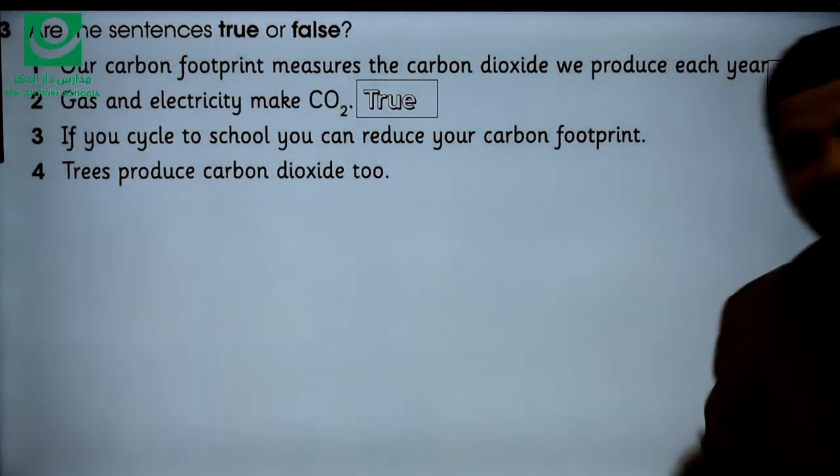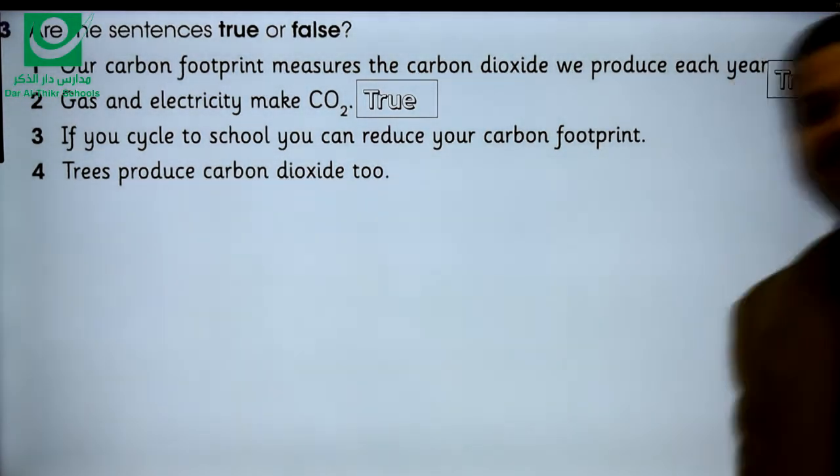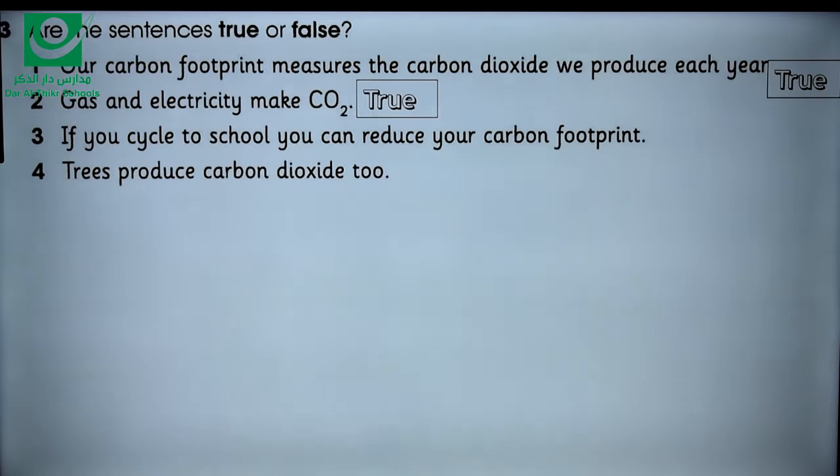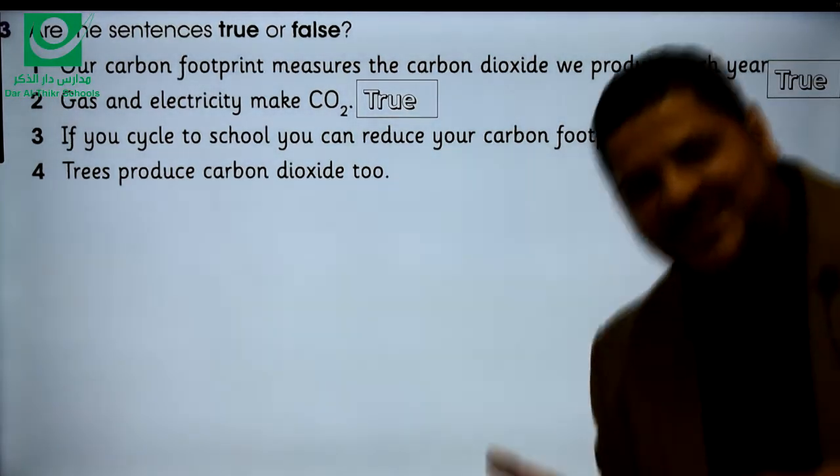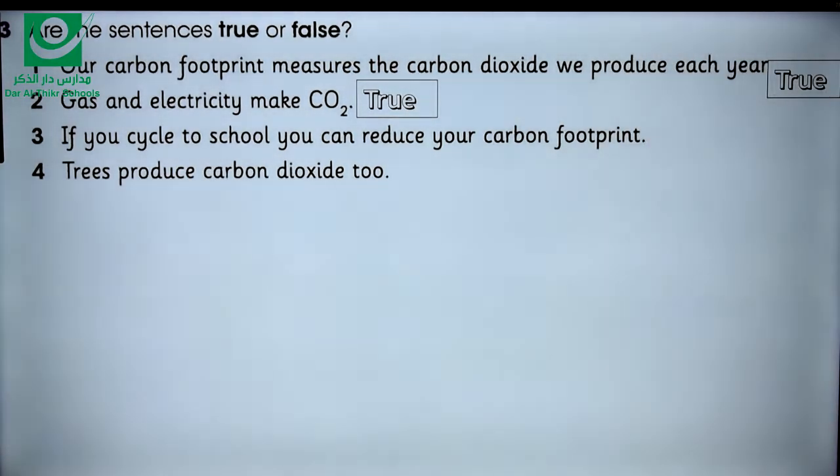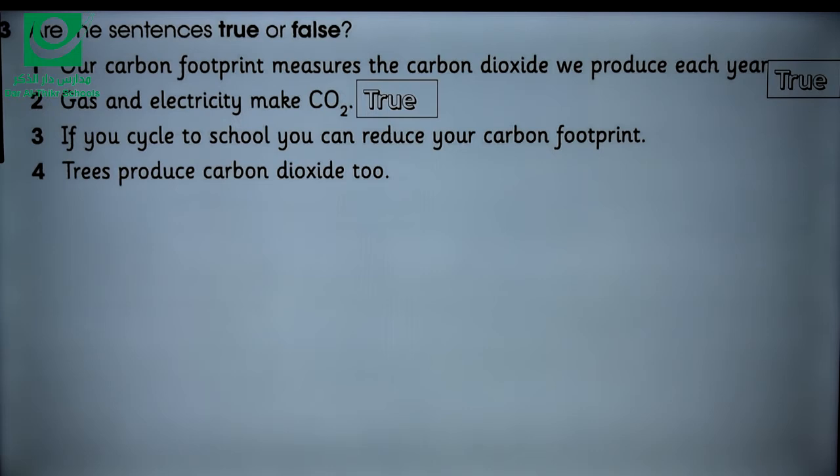What does it mean, reduce? Reduce, okay? So this means reduce. And what is the opposite? Increase, okay? So reduce your carbon footprint. Is it true? Yes, it's true. Trees produce carbon dioxide too, is it? No. It takes carbon dioxide, but it doesn't produce it.